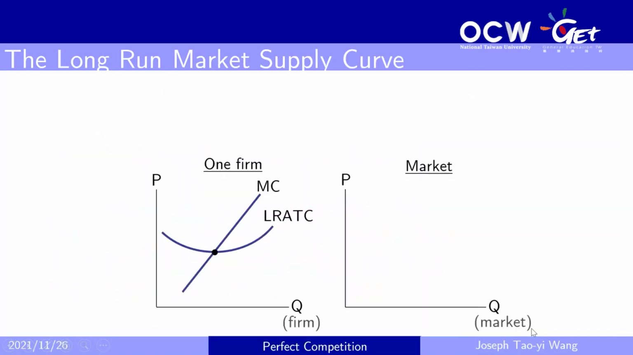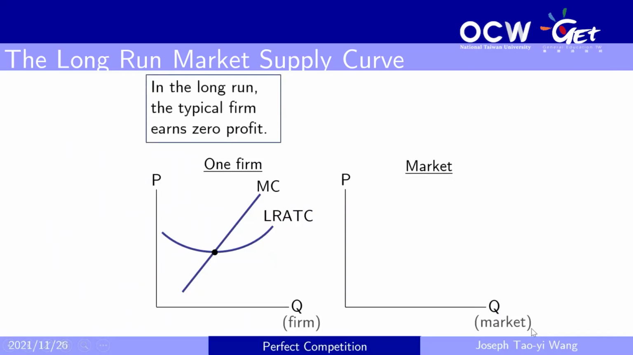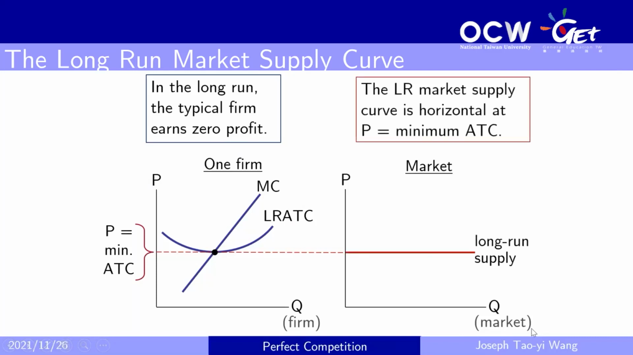So here you have the individual firm. It has your long-run average total cost curve. So this is already considering different sizes of factory. This is the lower envelope. And the marginal cost curve is intersecting at the lowest point. So in the long run, a firm is going to earn 0 profit. So that's exactly at the lowest point of the average total cost curve. So when the price is this price, then you don't show a profit or a loss because it's 0. And so for the whole market, the long-run market supply curve is just this straight line.